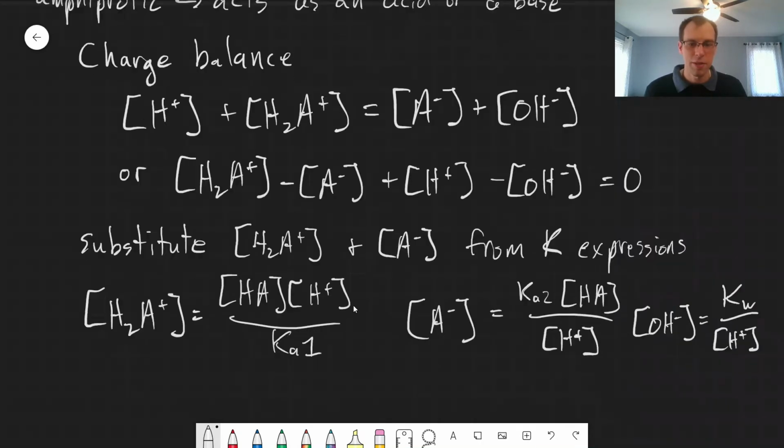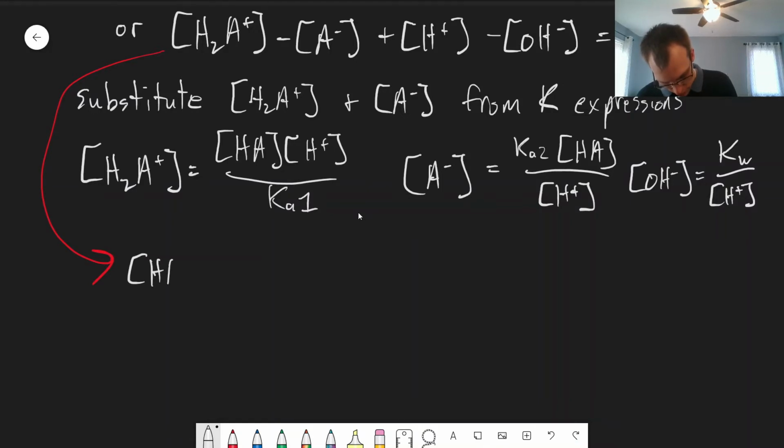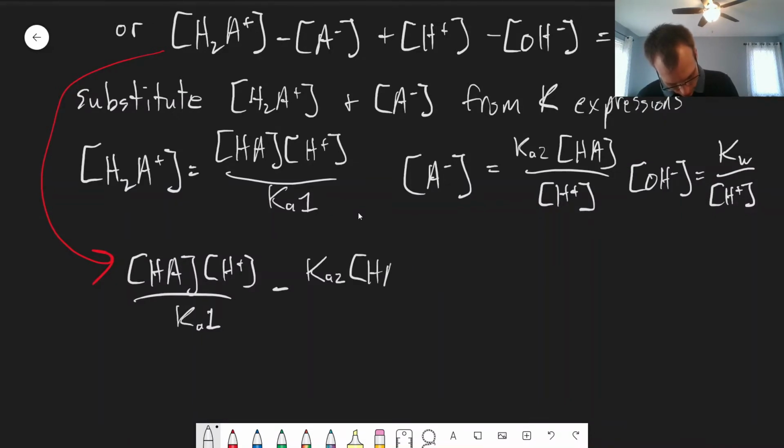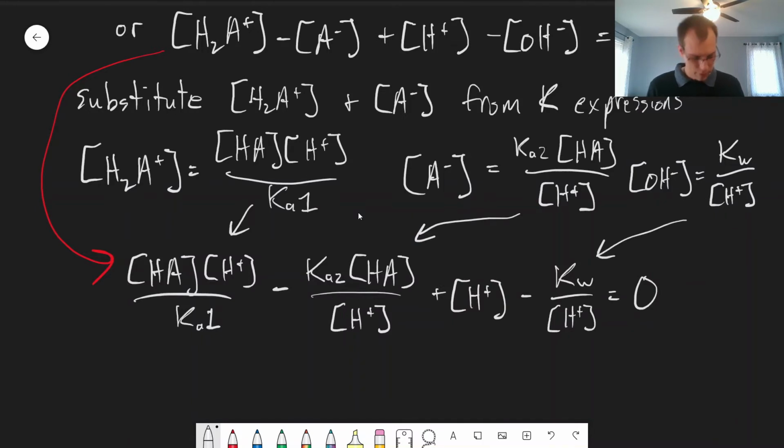All right, so making those three substitutions into the equation that we have for the charge balance, we get HA times H plus divided by Ka1, minus Ka2 times HA divided by H plus, plus H plus, minus Kw over H plus equals 0. All right, so again, these substitutions are just direct here. What we want to do here is solve for H plus. That's what we're after. We're after the pH. And this is taking into account both equilibria simultaneously.